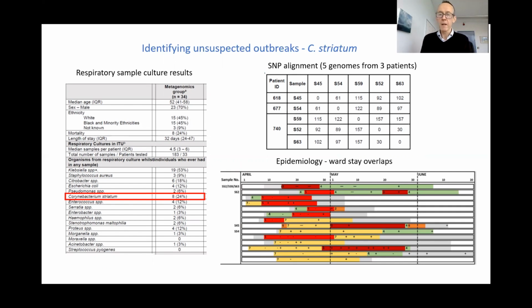pure culture. When we aligned their genomes, we got 5 samples from 3 patients. They differ by only around 100 SNPs. And in fact, the inter-isolate SNP difference was the same in the 3 samples from 1 patient as between patients. So this was consistent with there being a Corynebacterium striatum outbreak. When we aligned all of the patients who had cultured the striatum, it was restricted to 2 wards where we think there was some transmission of Corynebacterium.